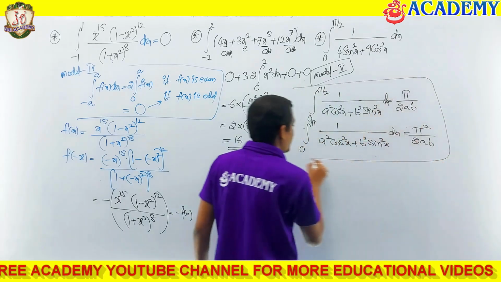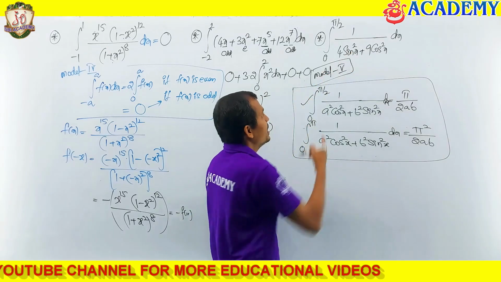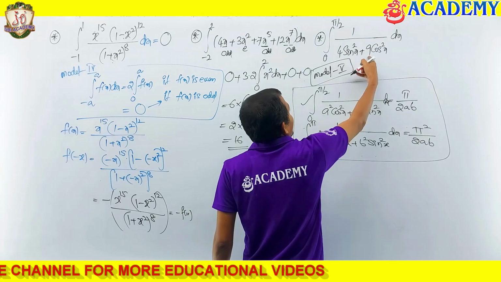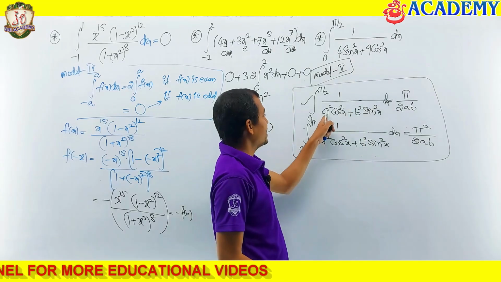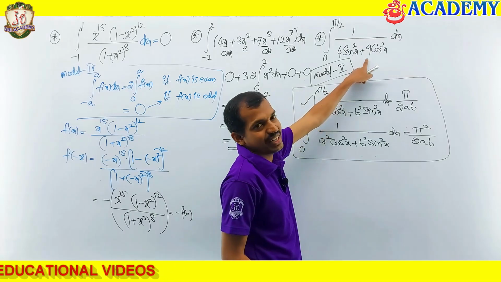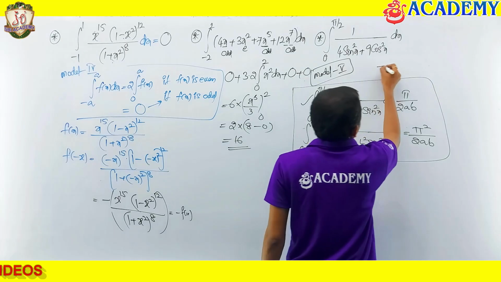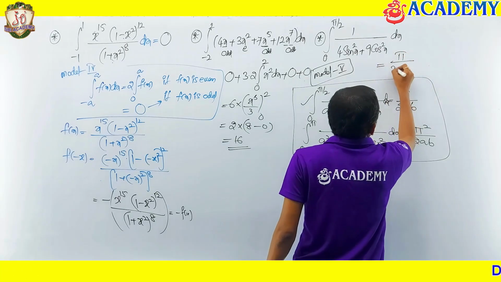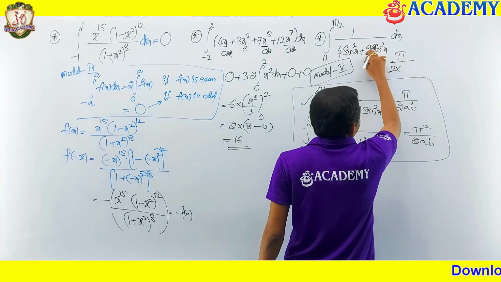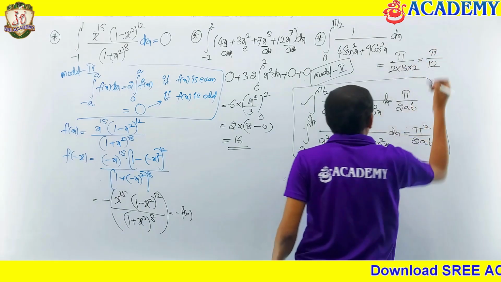Compulsorily, when it is 0 to pi by 2, by using this formula the answer is going to be: here in place of a square we have 9, and in place of b square we have 4. a square equal to 9, a equal to 3, b square equal to 4, b equal to 2. If you write the answer for this one, that is pi by 2 into a value 3, b value 2, answer pi by 12.